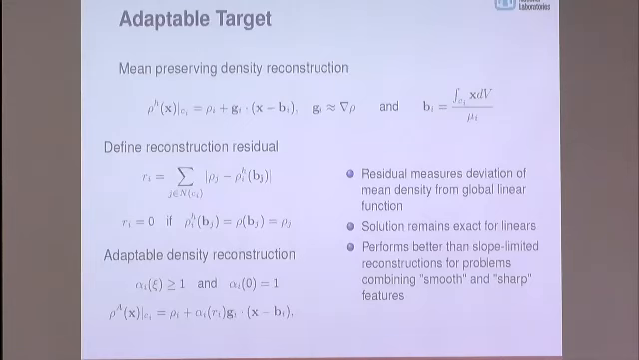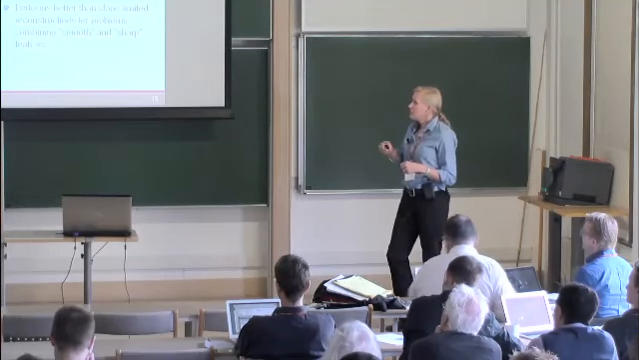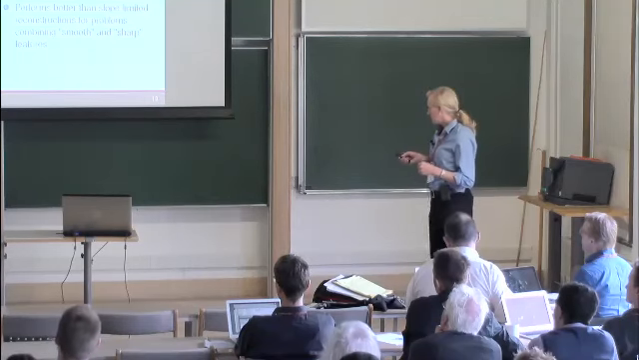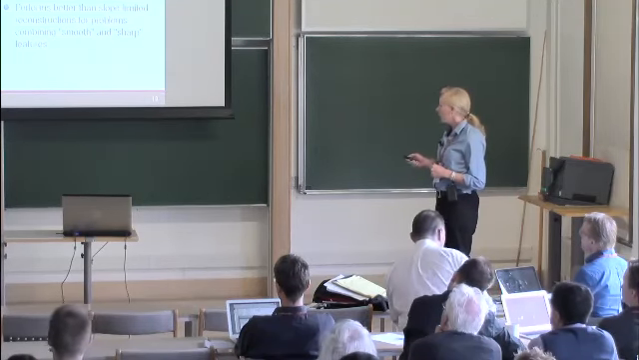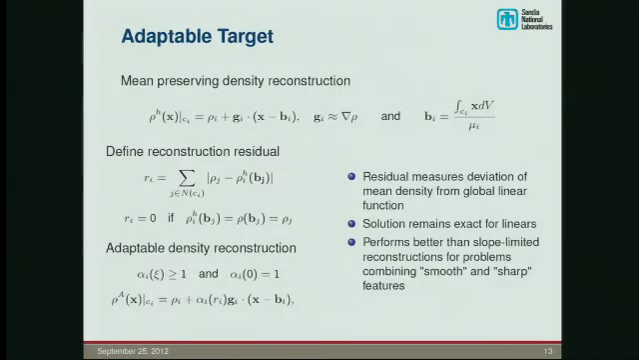So one other thing we've been looking at is an adaptable target. The target is not necessarily, and in fact most often is not, going to be in the constrained space where we're looking for our solution. But we can nudge the target, and that will nudge the solution that we finally get. And so one way we could do that is shown here. We start with our mean preserving density reconstruction that I showed before, and we can define a reconstruction residual.